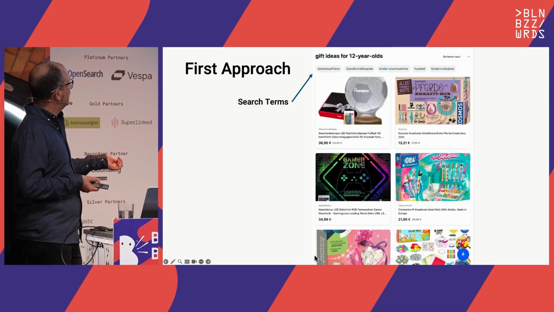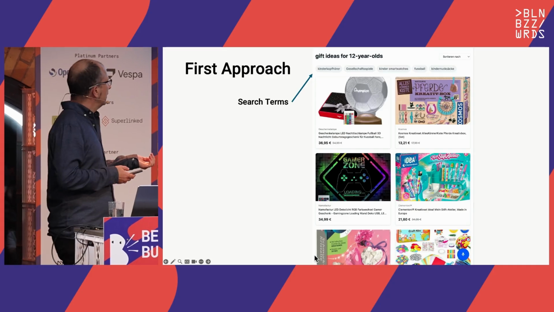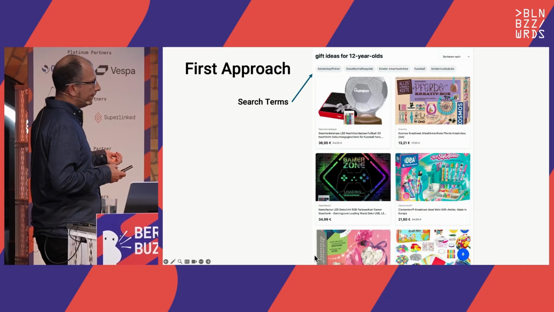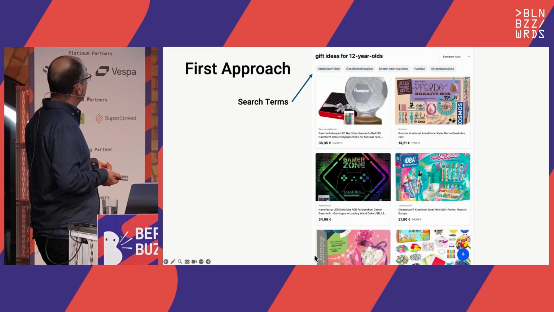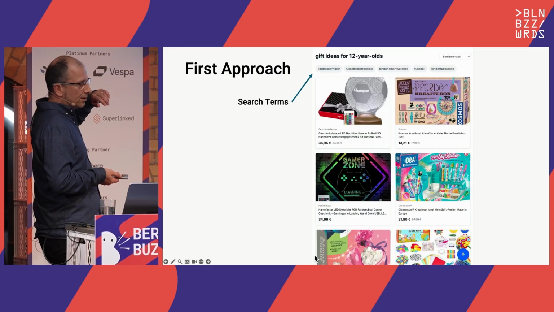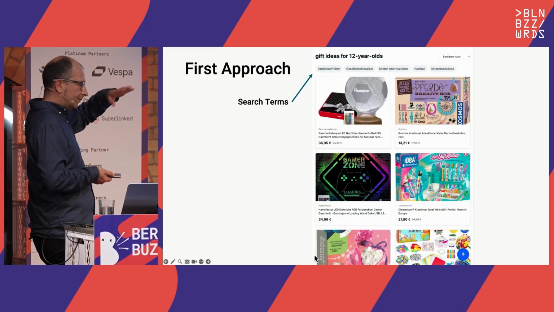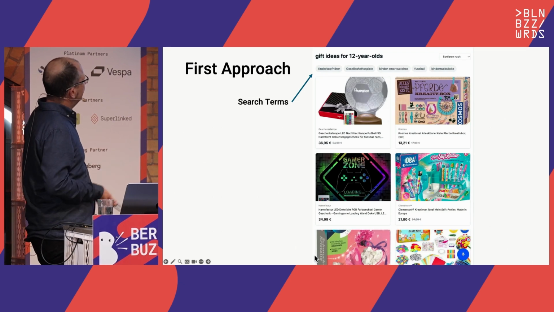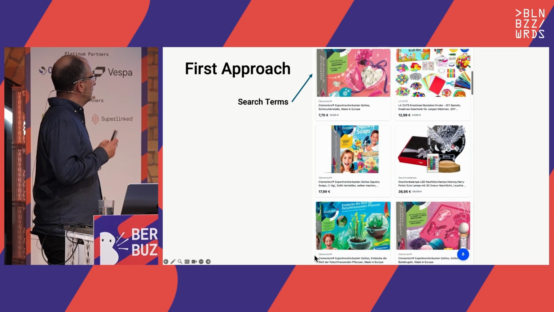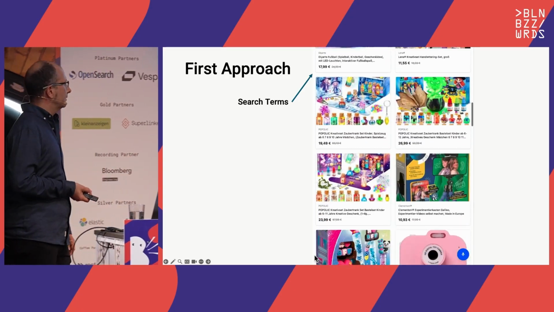And this is how it looks like, so much better. So now you really have meaningful products. At the top, you can see the search terms. They are hidden for our customers. It's just for us now. But you can see now you have meaningful products.